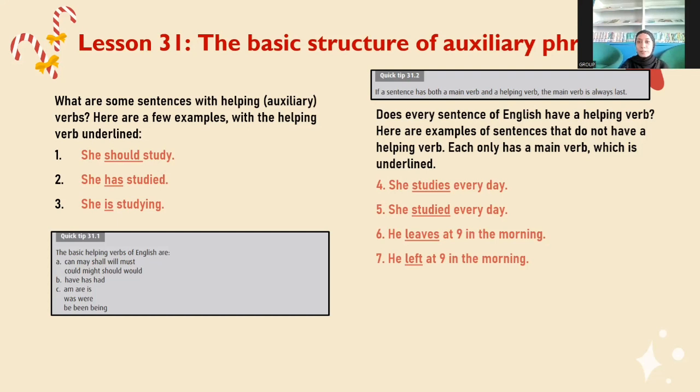Quick tip 31.2. Does every sentence of English have a helping verb? Here are sample sentences that do not have a helping verb, which only have a main verb, which is underlined. 4. She studies every day. Studies is the main verb. 5. She studied every day. Studied is the main verb. 6. He leaves at 9 in the morning. Leaves is the main verb. And the last, he left at 9 in the morning.